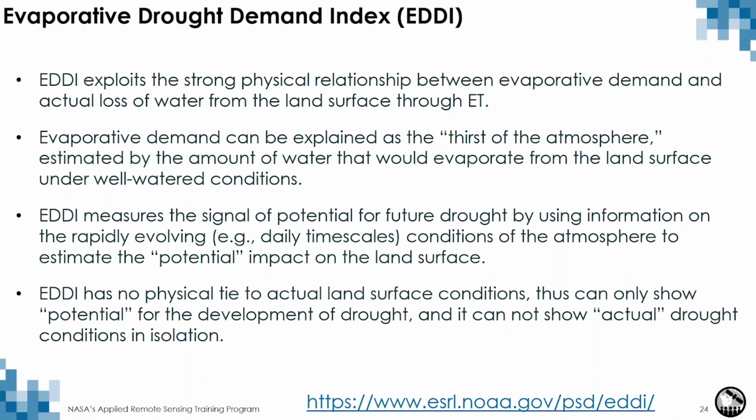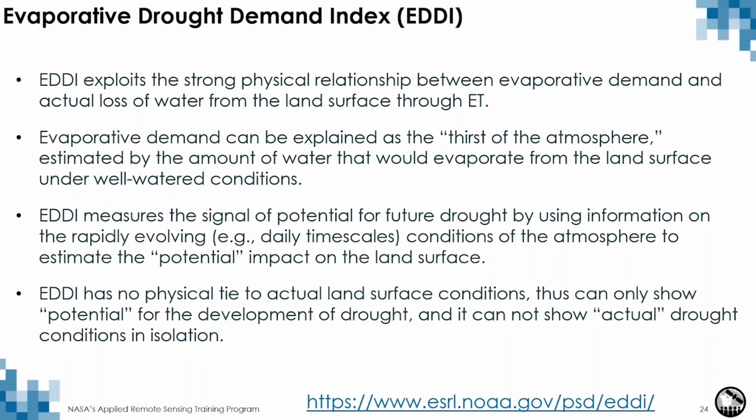I'll talk about two relatively new products that are focused on using both evaporative demand and actual evapotranspiration for looking at drought. The first one is called the Evaporative Demand Drought Index, or EDDI. It uses the strong physical relationship between demand and actual water loss. Demand can be explained as the thirst of the atmosphere, or how much water would evaporate from the land surface under well-watered conditions. So EDDI provides a signal of potential for future drought by looking at how thirsty the atmosphere is to estimate the potential impact on the land surface.